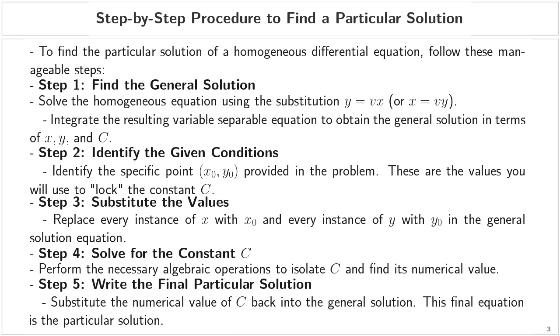Finally, step 5, write the final particular solution. Don't stop once you find C. To finish the problem, you must take that numerical value you just calculated and plug it back into your general solution. This final equation, which no longer contains the arbitrary constant, is your particular solution. We are going to put this exact procedure into practice in the next slide with a worked example, so keep these steps in mind.